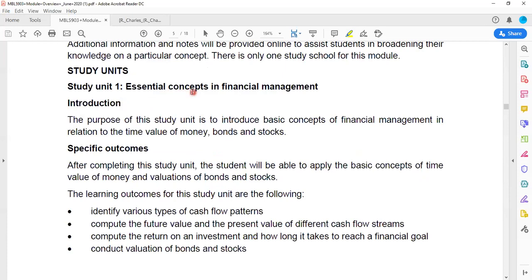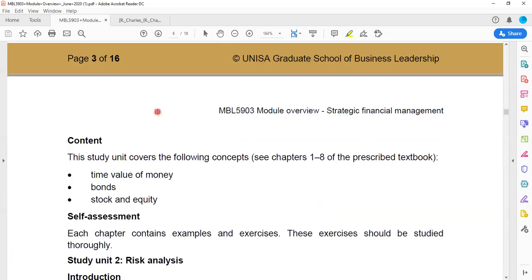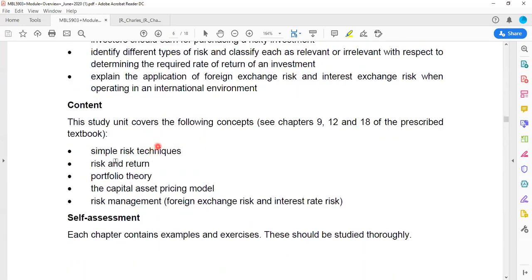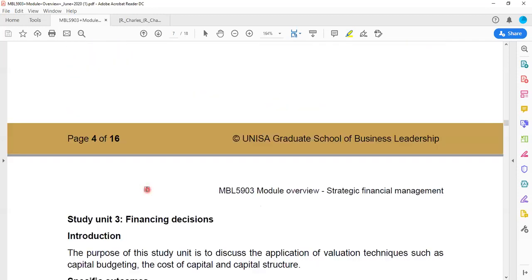Study unit 1 is essential concepts in financial management. It consists of 3 key concepts: time value of money, bonds, stock and equity. Study unit 2 is risk analysis, and it consists of 5 key concepts: simple risk techniques, risk and return, portfolio theory, the capital asset pricing model, and risk management, foreign exchange risk and interest rate risk.